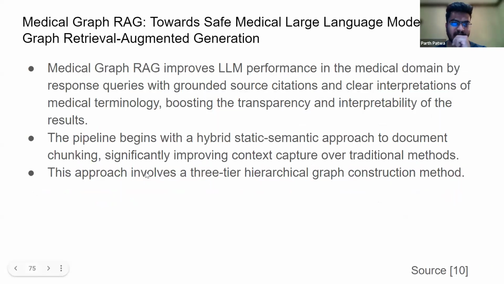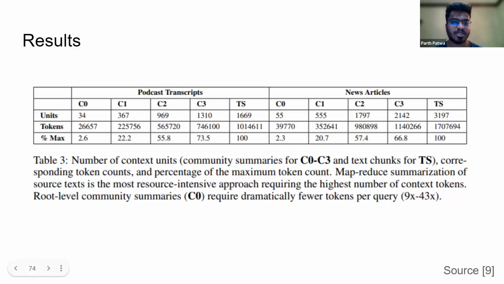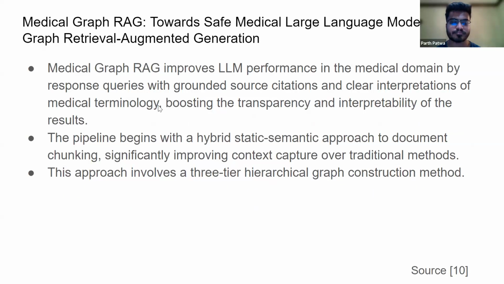So yeah, results show which is the most resource intensive approach, and which needs fewer tokens. As we can sort of guess, questions related to the root have fewer tokens, and as we go deeper, the questions need more tokens.